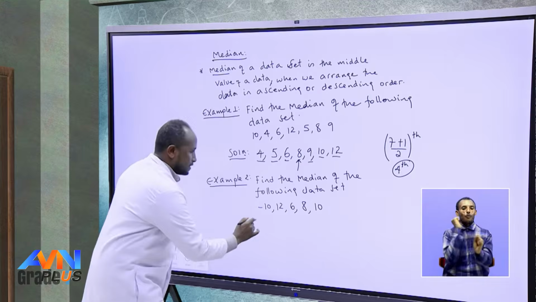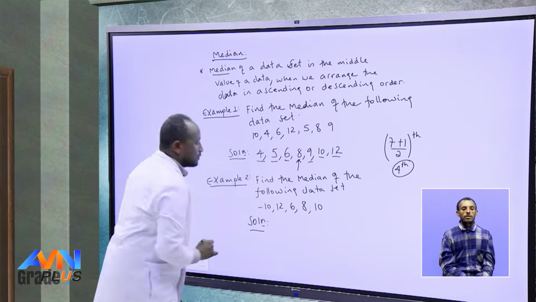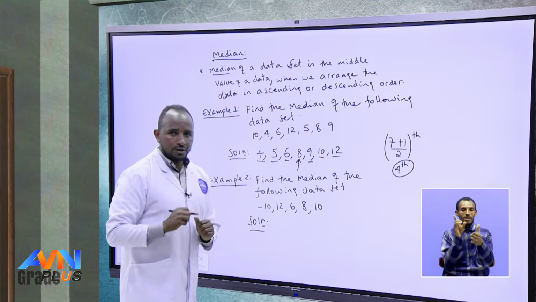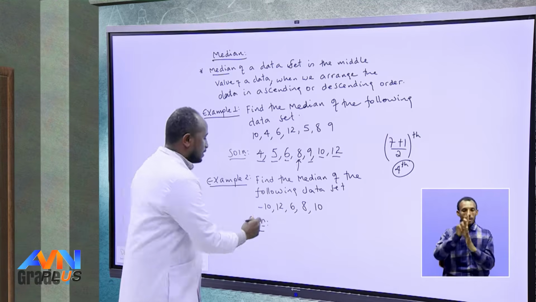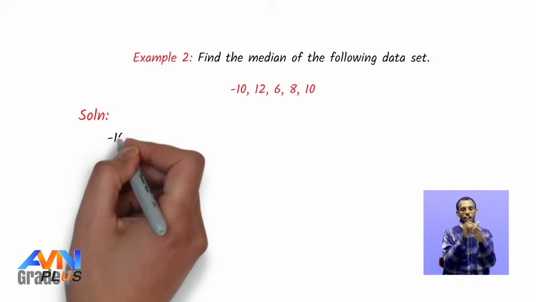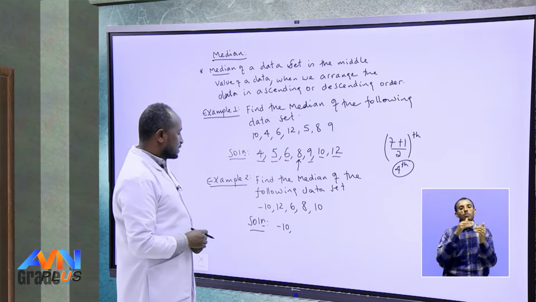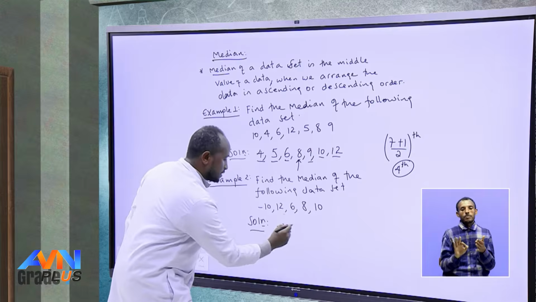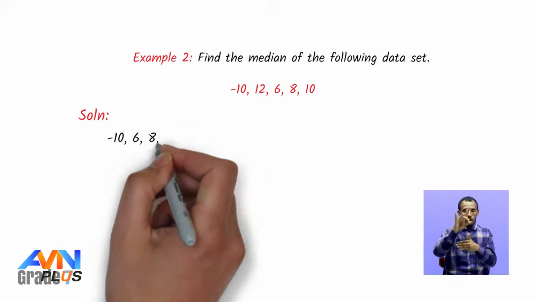To find the median, your first step is arranging the data set in order. Let's order them in ascending order. Let's start from the smallest. Here, the smallest of this data set is -10, since a negative number is smaller than all positive integers. The next smallest number in this data set is 6. Next to 6, 8. Next to 8, it is 10.